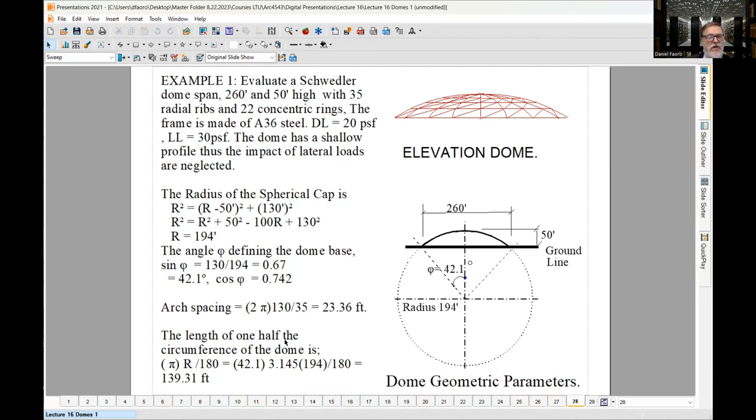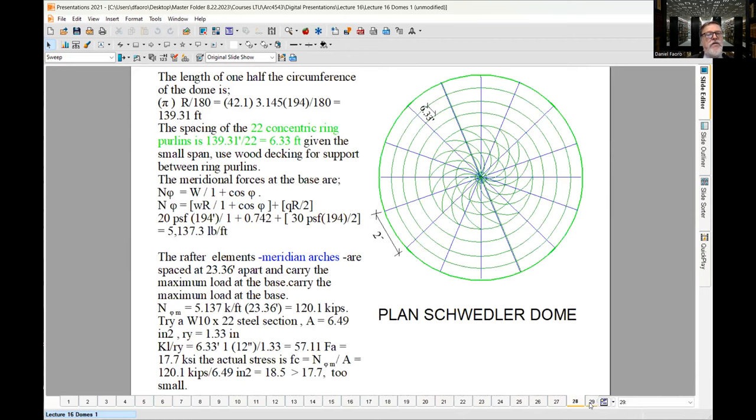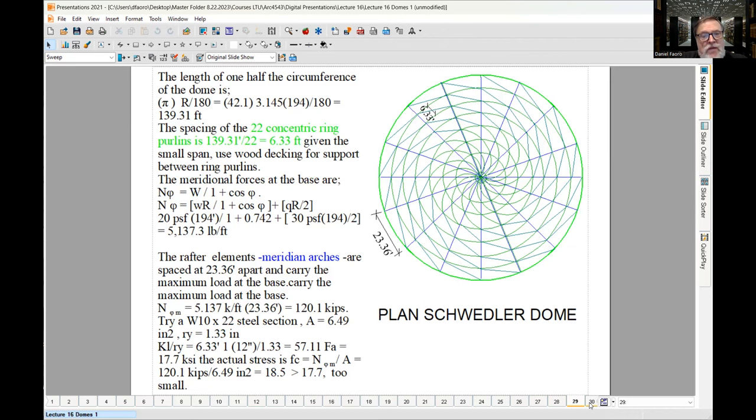The length of 1/2 the circumference of the dome is 139.31 feet, by this standard formula, again, for any circular dome. And the spacing of the 22 concentric rings across the top would be the 139.31 feet divided by 22. That means they're going to track at 6.33 feet apart along that curving line of the radius of the dome. They could be used with wood decking for supports between ring elements for purlins.